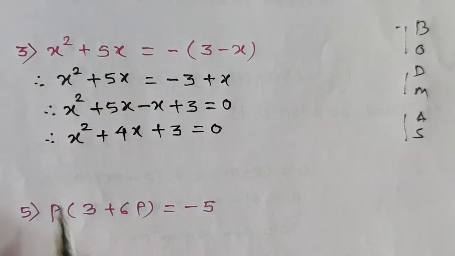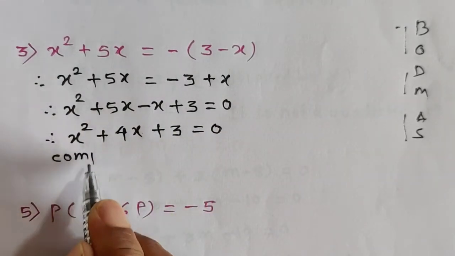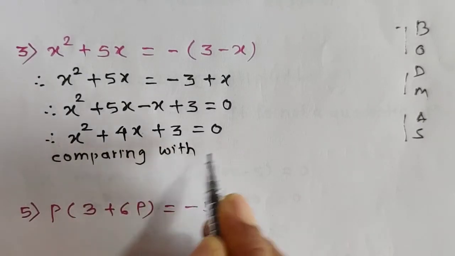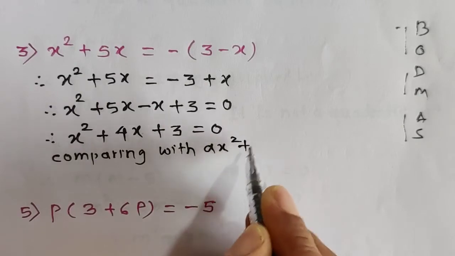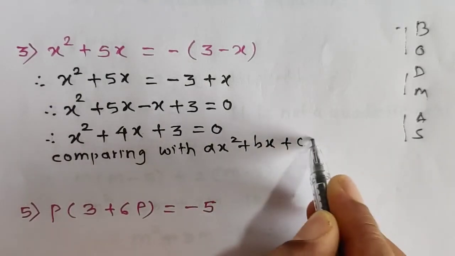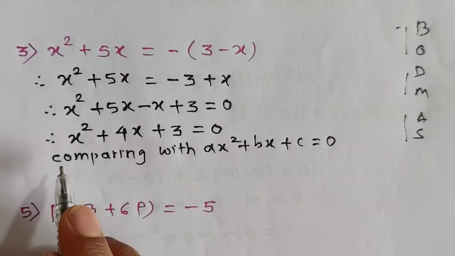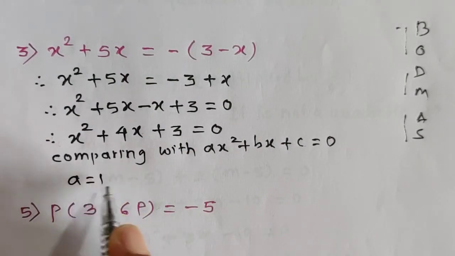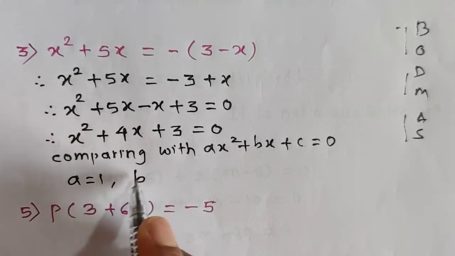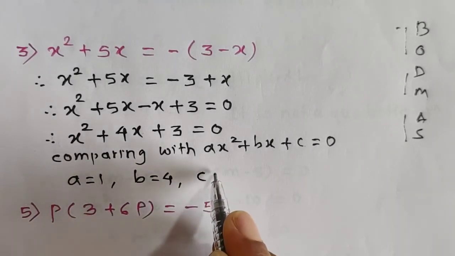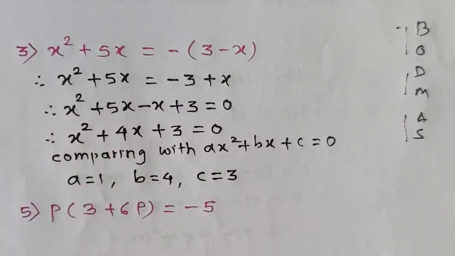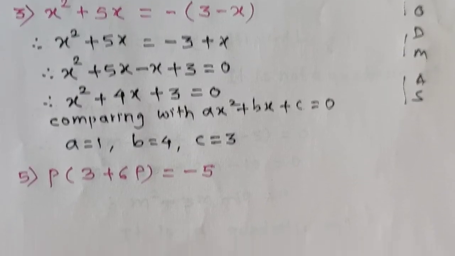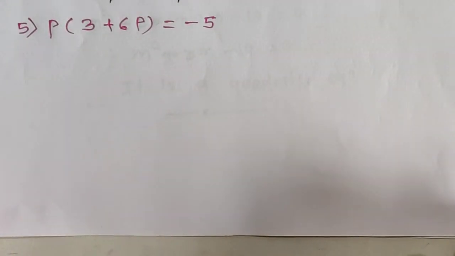We get this equation. Now comparing with ax square plus bx plus c is equal to 0, we get a, the coefficient of the square term, that is 1. b means the coefficient of the middle term, that is 4. c means the constant term, that is 3. And write with signs, so the sign must be there. Now let us see the fifth sum from question number 3.